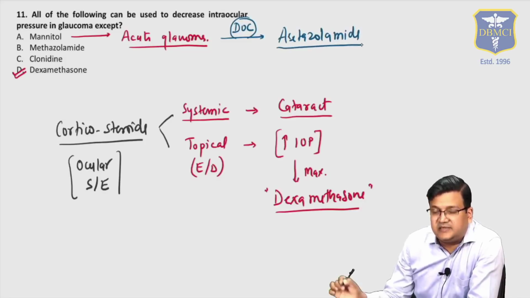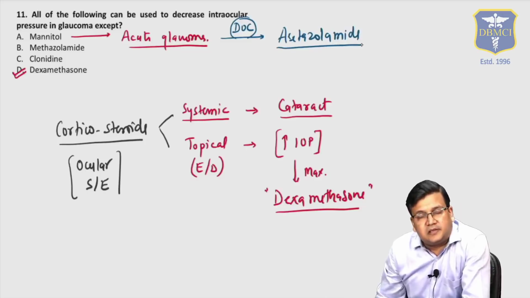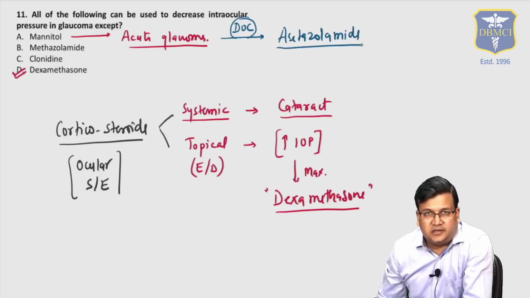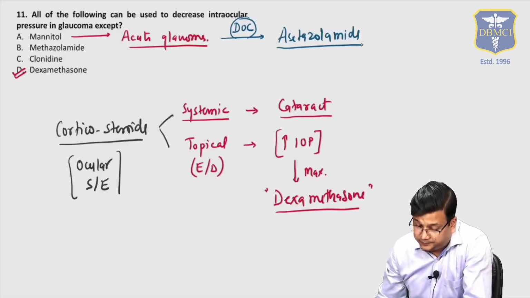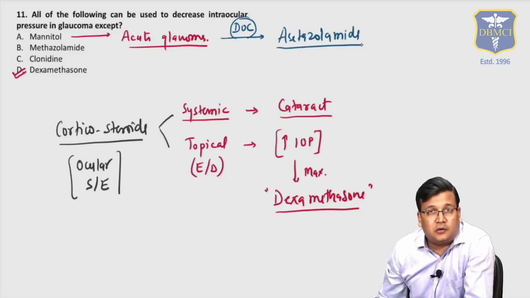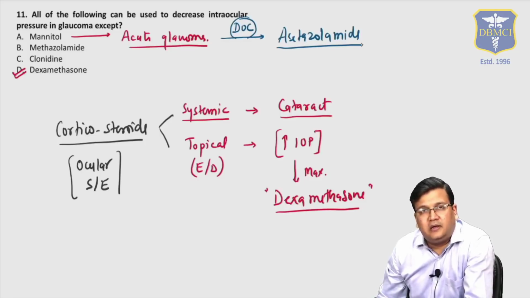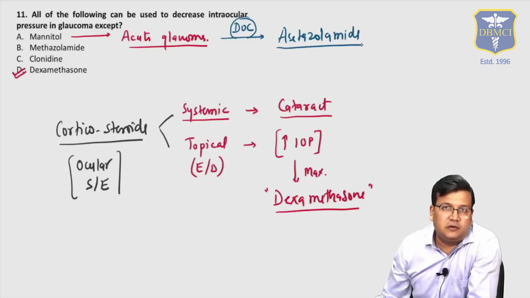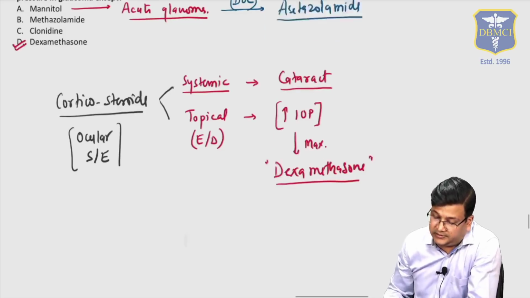So acetazolamide is the first drug to be given in cases of acute glaucoma. Mannitol is reserved for severe or resistant cases. So mannitol is used in acute glaucoma, but the first drug nowadays to be given is acetazolamide. Methazolamide is a type of acetazolamide, the same carbonic anhydrase inhibitor. Clonidine itself is not used very commonly in glaucoma, but apraclonidine and brimonidine, alpha 2 agonists, decrease IOP, so it can also be used in theory at least.